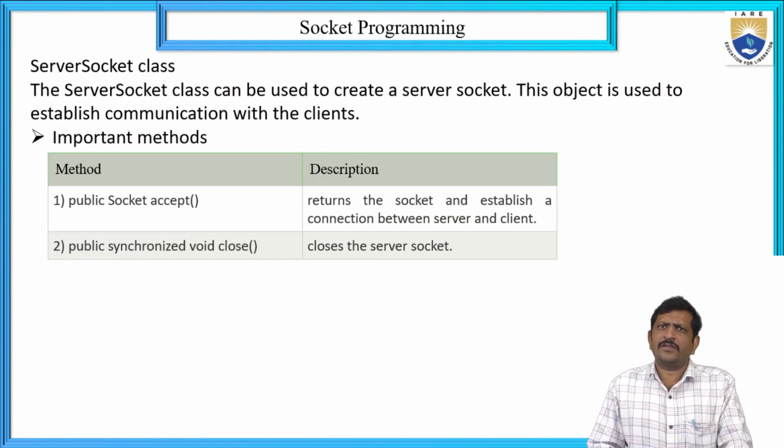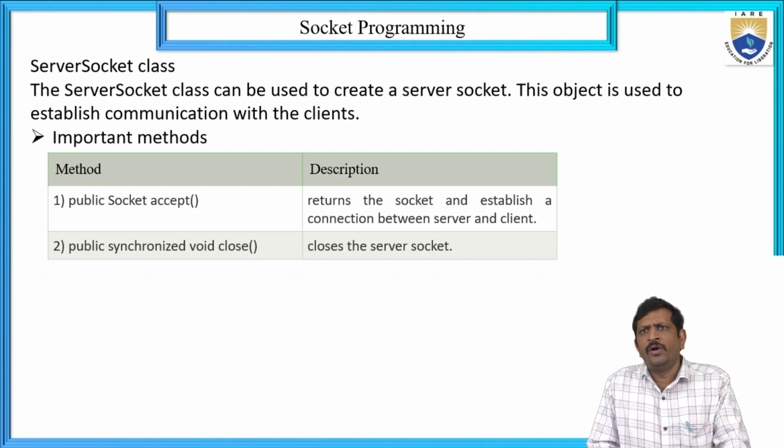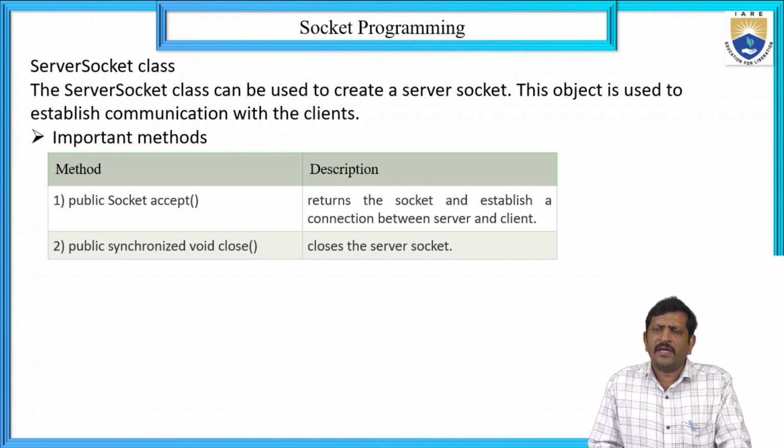Now the ServerSocket class. The ServerSocket class can be used to create a server socket. This object is used to establish communication with the client. The important methods for the ServerSocket class are public Socket accept, which returns the socket, and this method establishes a connection between the server and client. By using the accept method, we can establish the connection between the client and server. Public synchronized void close closes the server socket. Here, this is about the ServerSocket class.